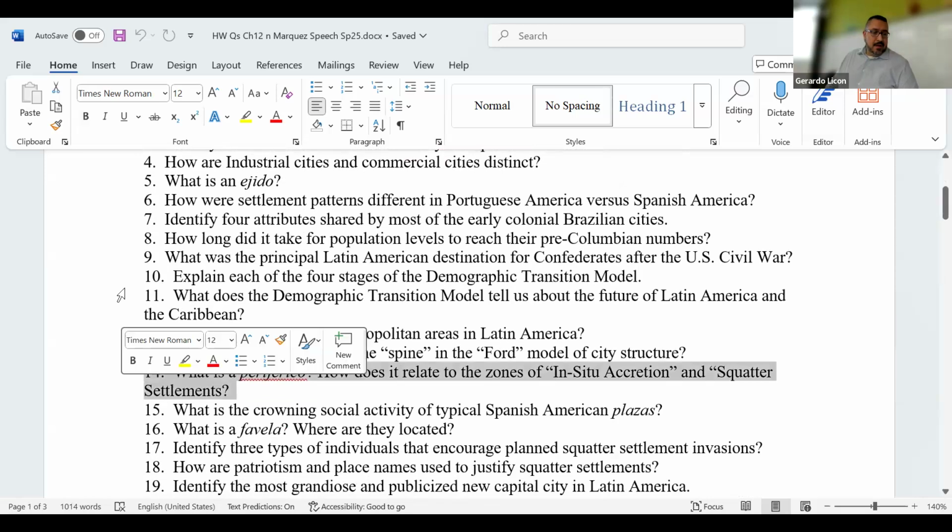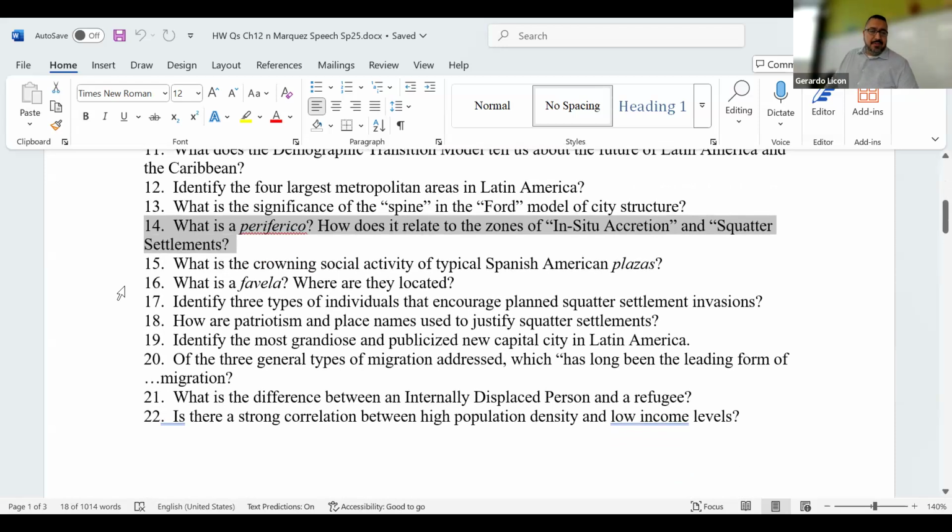14. What is a periférico? How does it relate to the zones of in situ accretion and squatter settlements? So let's take a look at that. All right, so the periférico is this highway, freeway, road that goes around a city, and then the zone of in situ accretion is right inside of it. And the zone of peripheral squatter settlements is right outside of it instead of just inside. So one is inside, one is outside.